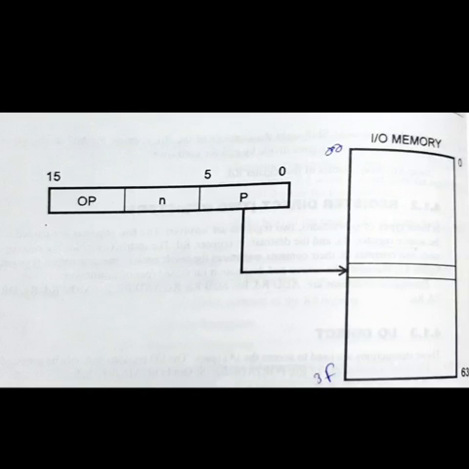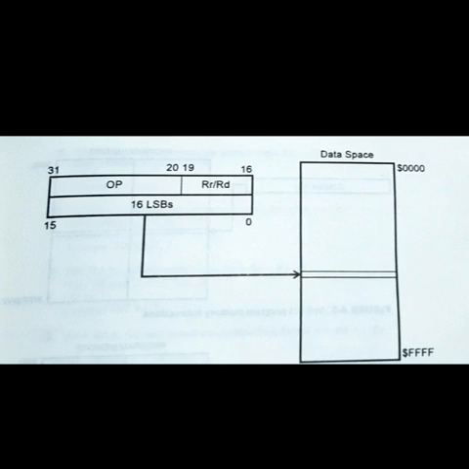The next one is data direct. These are two-word instructions, with one word being the address in the data memory space. So a maximum of 64K of data memory can be accessed using this type of instruction.